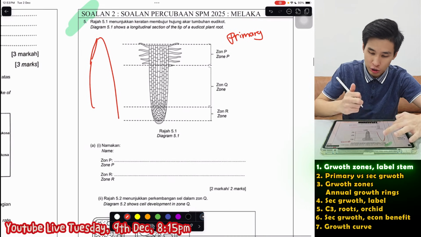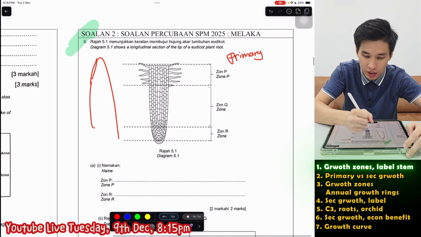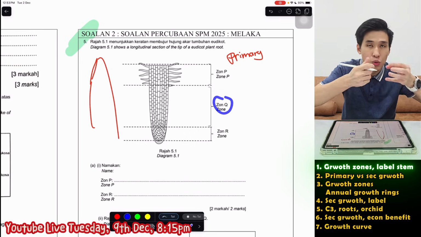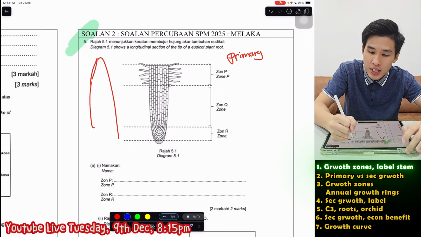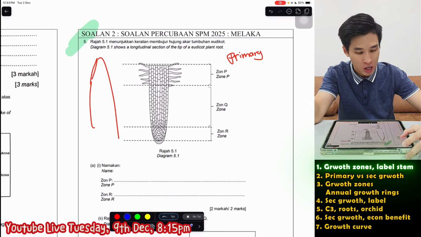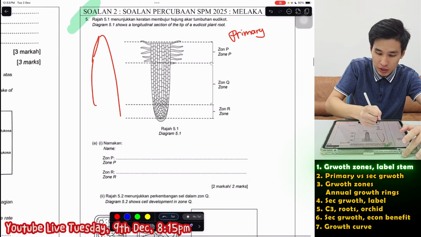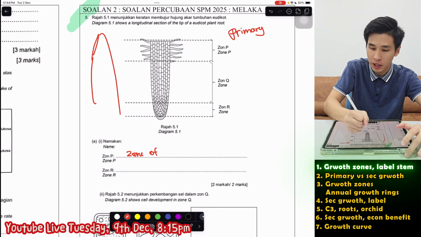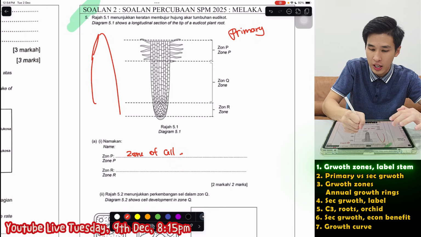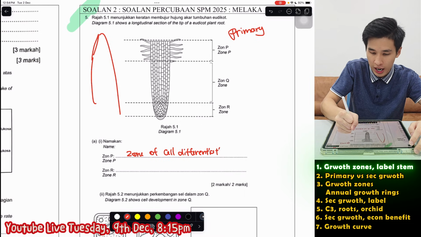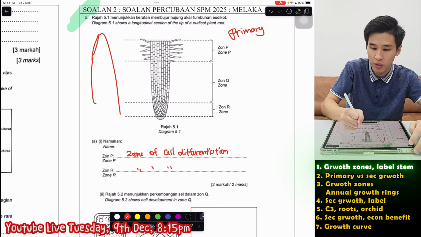So the 3 zones, very easy. At the tip is always the zone of cell division, where your cells divide. Then here your cells start to grow big, called elongation. Here your cells start to form useful permanent tissues, called differentiation. So when writing the zones, please write like this: zone of what? Write the full thing in the exam, cannot be lazy. So zone of cell differentiation. And then zone P is zone of cell division.